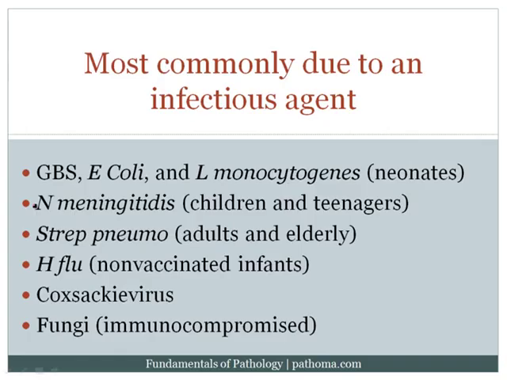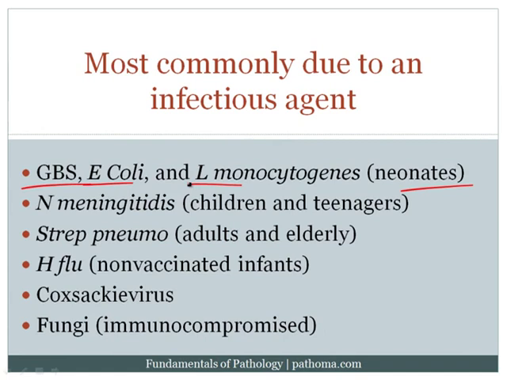Meningitis is most commonly due to an infectious agent. It's very high yield to know the agents and the age groups in which they occur. So, for example, in a neonate, the three most common causes are group B strep, E. coli, and listeria. Group B strep and E. coli can arise from the vaginal canal during the birthing process.